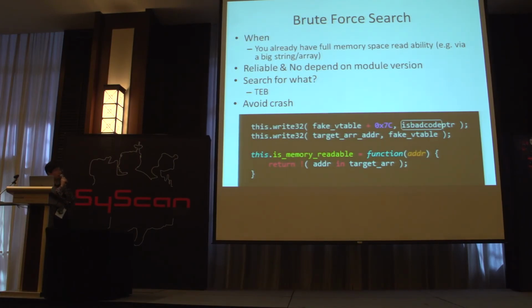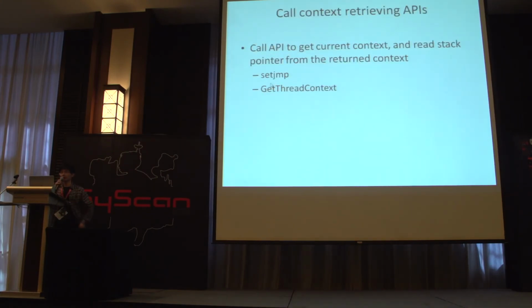To do the brute force search, we need to avoid crashes, and we can use some APIs such as IsBadCodePtr to check whether a page is readable before we read the content of this page. This way is reliable and independent of the module version. Some Windows APIs can also give you stack pointers, for example, the setjmp API or GetThreadContext.